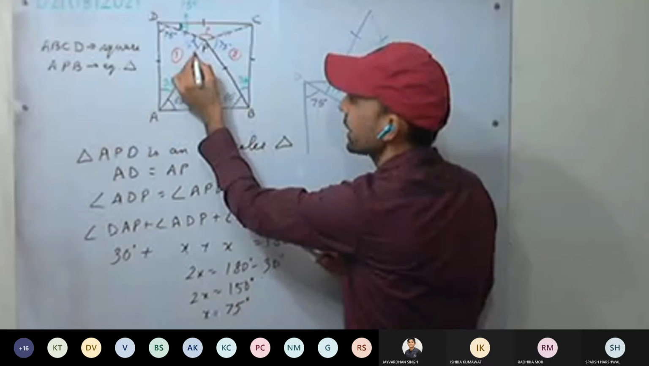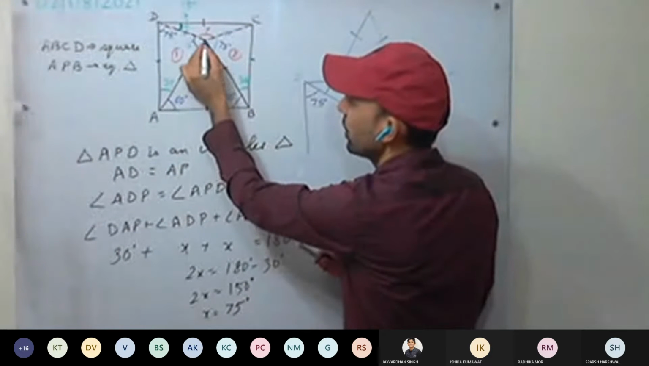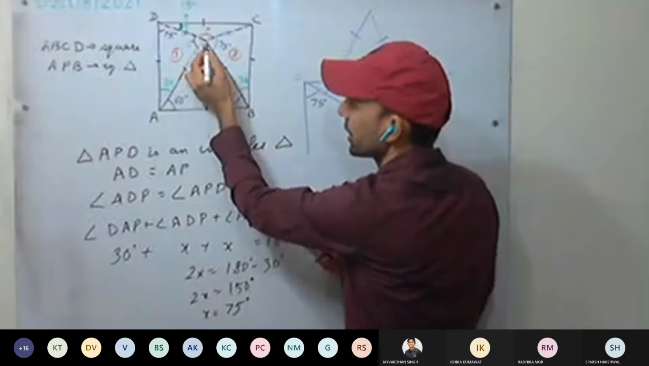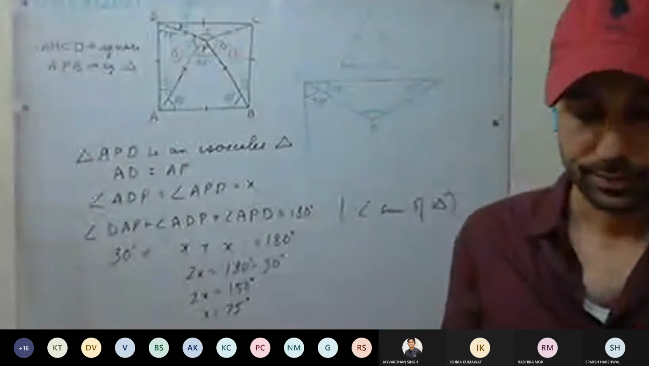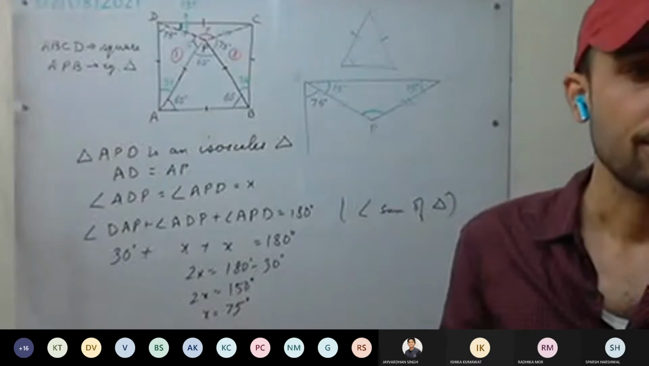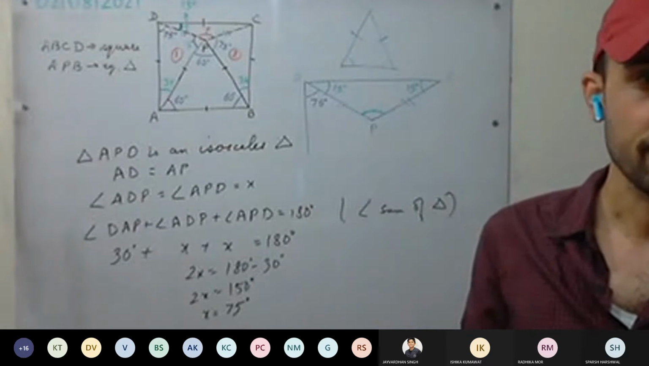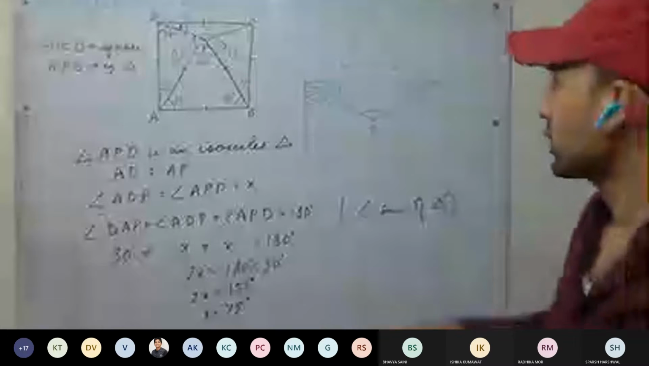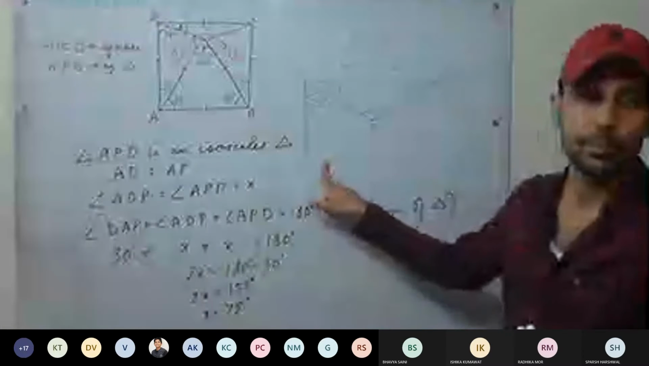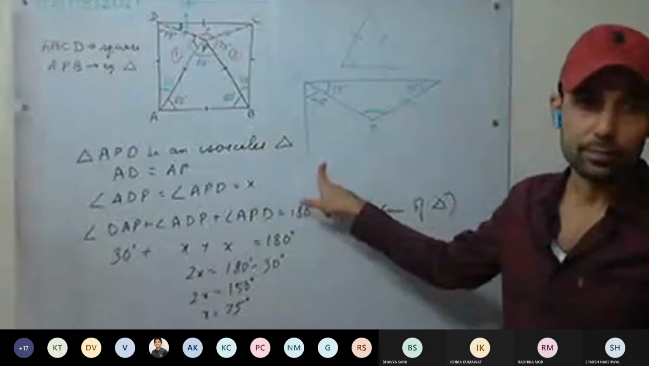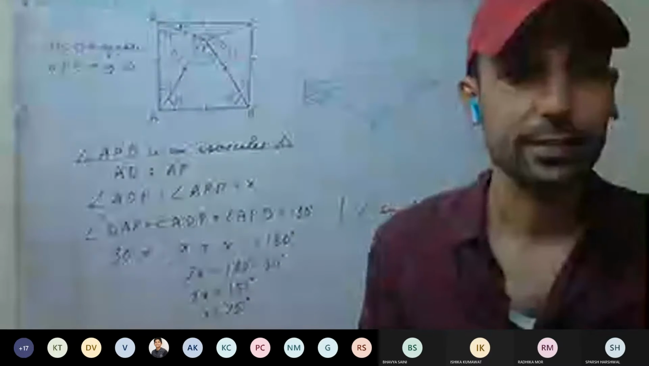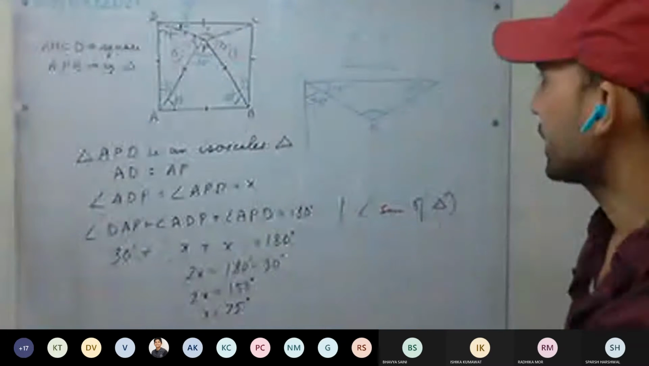And this angle is how much? 60 degree. Now, the angle around a point is 360 degree. You can calculate this one. This way as well you can calculate. Have you understood? Have you understood this one? Anyone having doubt here? How to calculate angle DPC?